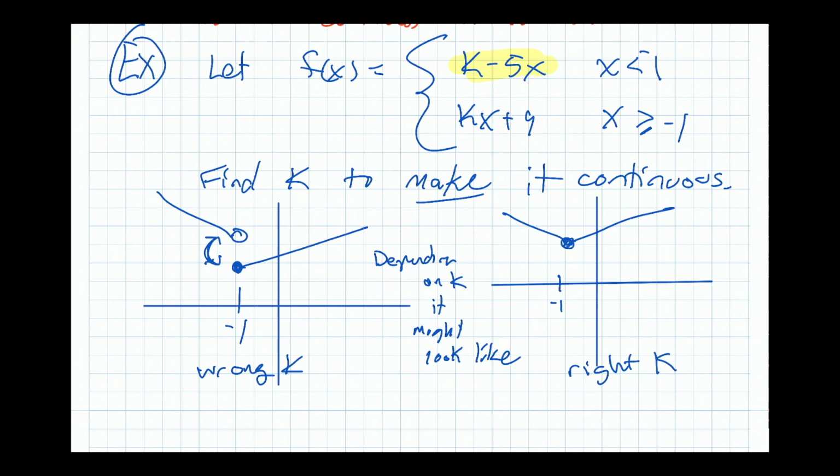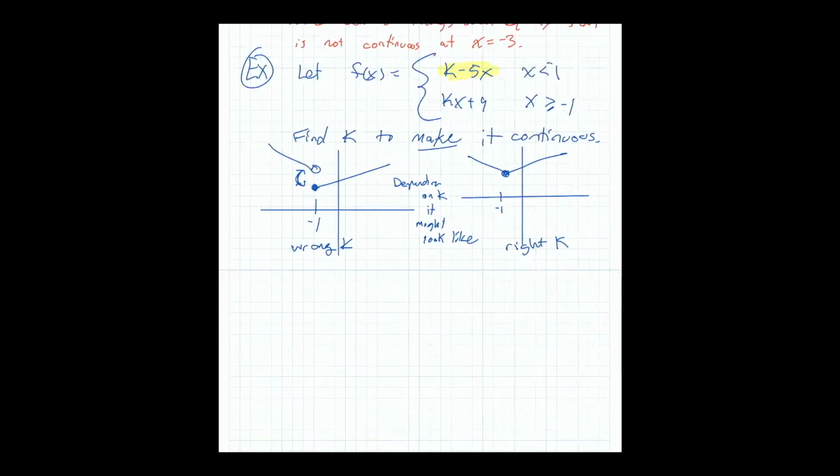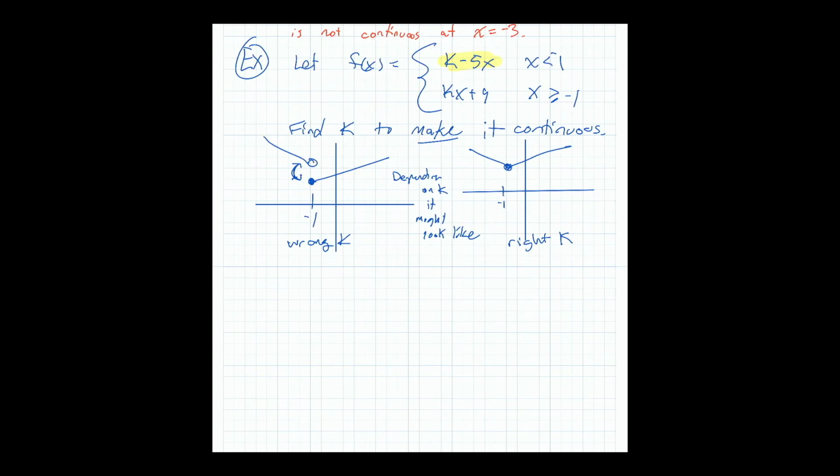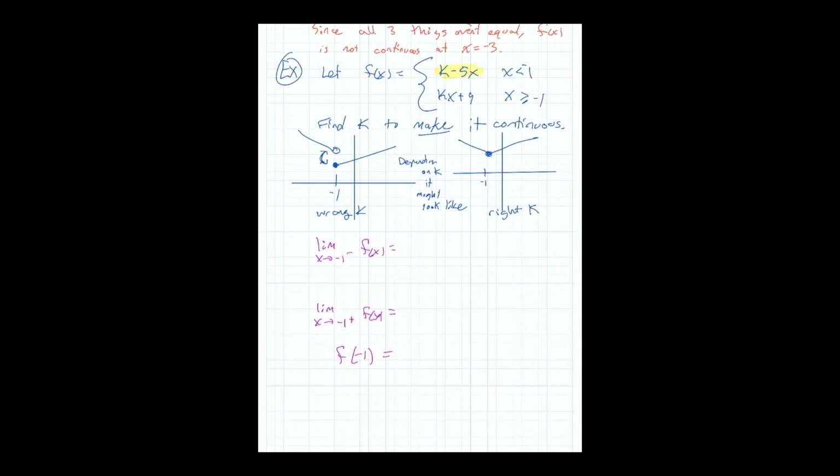So how do we make it so that it's the picture on the right? Well, it's actually really simple. Basically, you just go back to that same thing we looked at before, where you need the limit to equal the function value. So you have a limit as x approaches -1 from the left of f of x, a limit as x approaches -1 from the right of f of x, and then you have f of -1. And you work those all out, okay? Just like before.